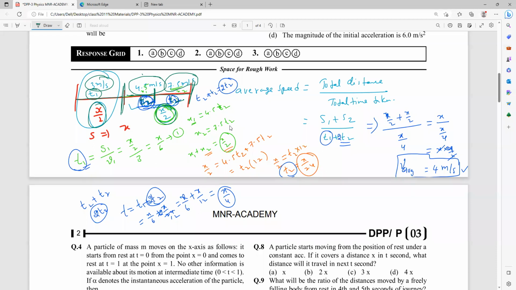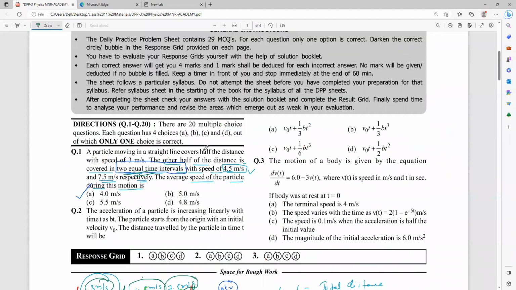Now they are asking for the average speed. Is it possible to find it or not, everybody? So that is what you have to remember. Is it okay, everybody? Clear? Understood or not? So this is the first question. Anybody having any doubt, you can ask me.